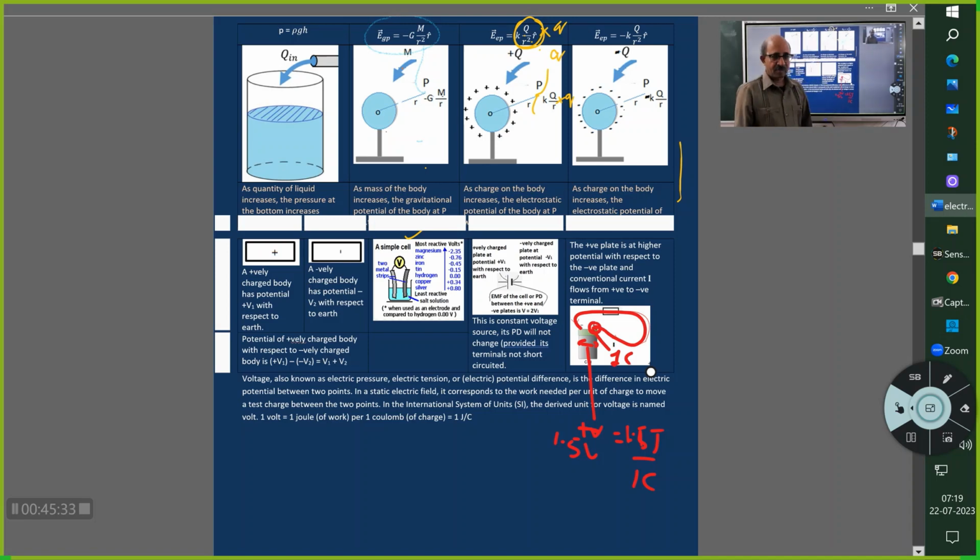Volt means how much volt, that much joule, no, sir. That much joule per coulomb. 1 joule per coulomb. Per what?